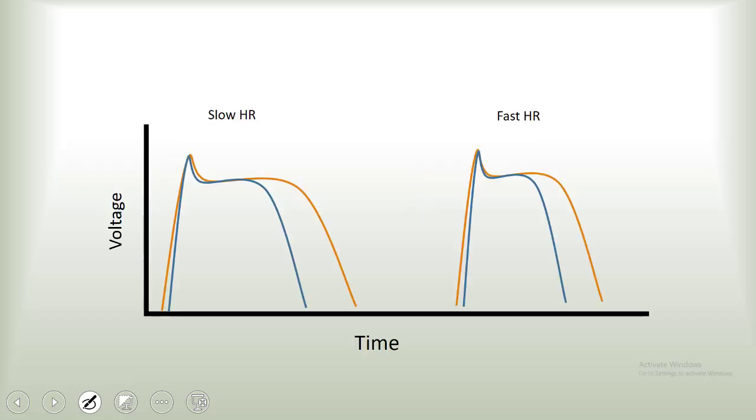So if we draw this right here, you can see this is the action potential of the right bundle branch cells and the action potential of the left bundle branch cells. Now when there's a slow heart rate, the refractory period is actually longer, in contrast to when there's a fast heart rate, in which the refractory period is actually shorter.